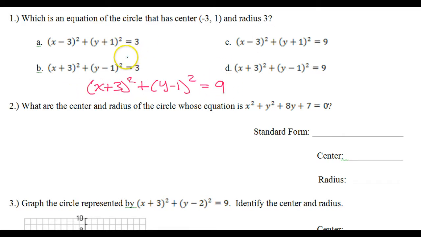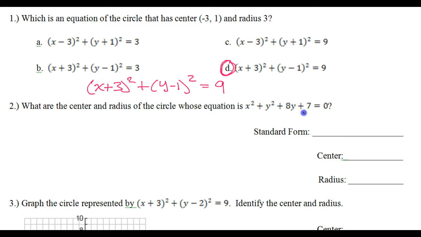I'm just going to match it now. Minus 3, nope, nope. Plus 3, looking good. Minus 1 equals 3, nope. 9. Okay, it's D. So that's why D is the correct answer. Alright, so moving on to problem number 2. What are the center and radius of the circle whose equation is this?